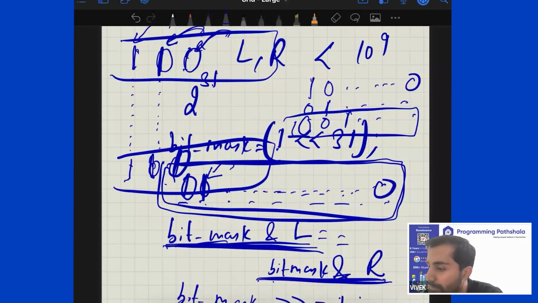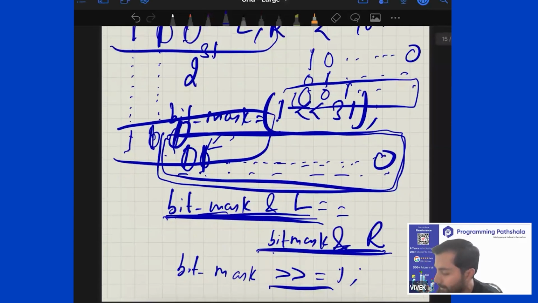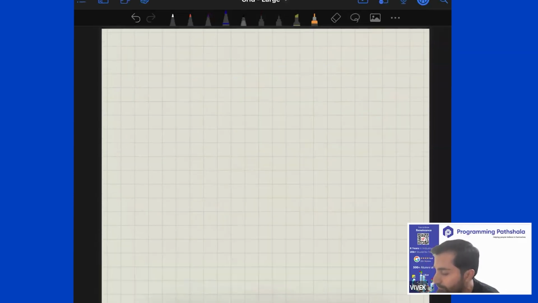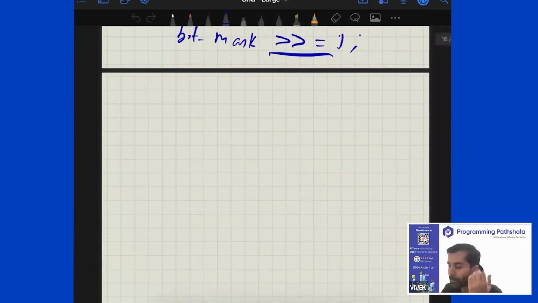Right? From the left, we are finding the first different bit with the help of a bit mask. Yeah, from the most significant bit, exactly, you are right. From the most significant bit, we are finding the first position where the bit differs.